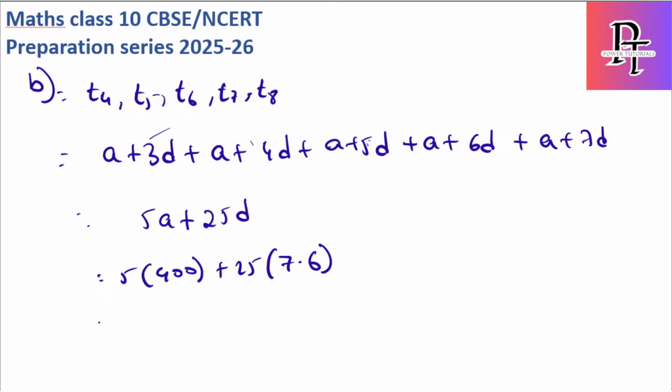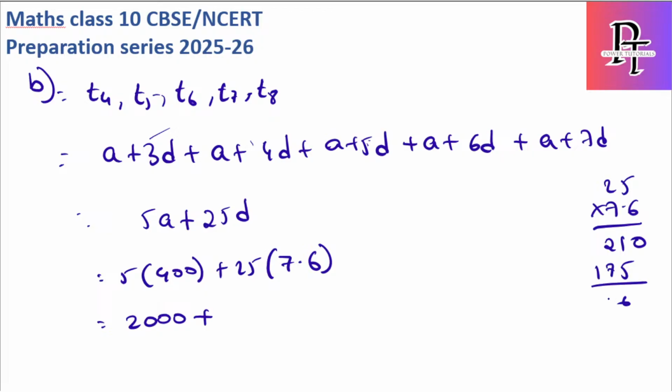Okay, 5 into 400 is 2000. 25 into 7.6, let's solve it. 25 into 7.6 comes to 190, so this becomes 190. So the total answer is 2190 meters, the distance traveled from the 4th lane to the 8th lane.